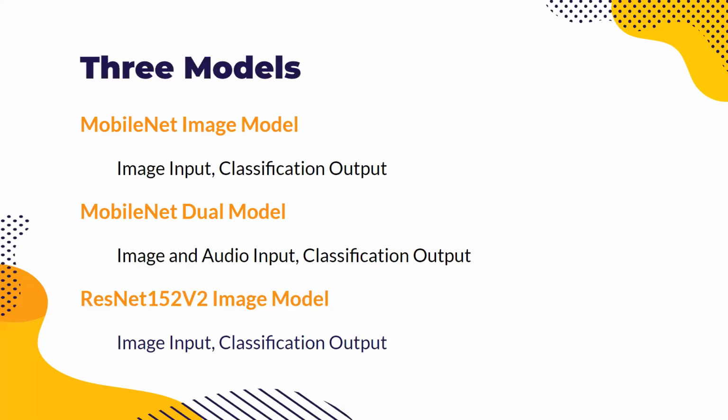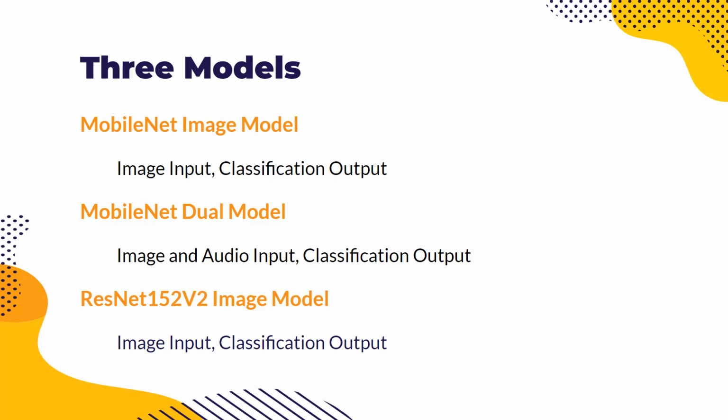It is important to cover that I also created, trained, and tested 3 separate neural networks, one of which being, of course, the dual model I just covered. The first is just a MobileNet image model, which has just the image as inputs and the classification as outputs. The second is the one I just discussed, my dual MobileNet model, which has the image and audio as the inputs and the classification as the output.